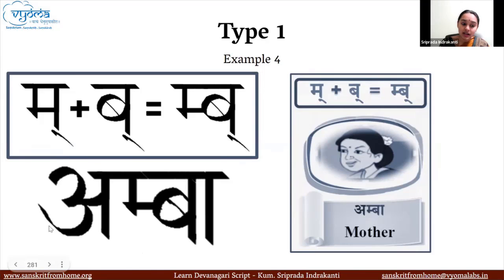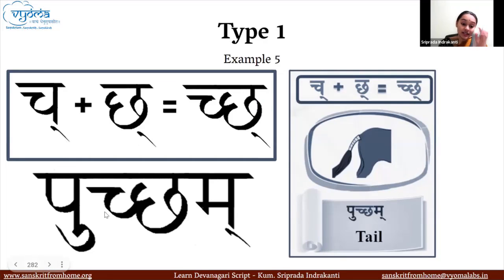Amba, so the simple akara, which we learned in the first class. And then we draw the m, half m, then the b. Don't get confused with the b and the v. It's very small difference. This line in the middle is the only difference. And then we write the long a and then shirorekha at the top. This is Amba, that is mother.